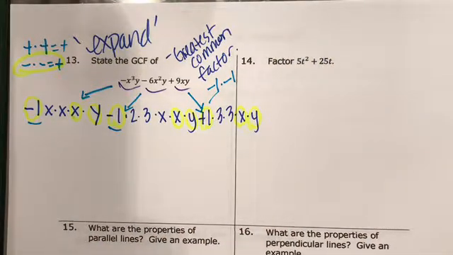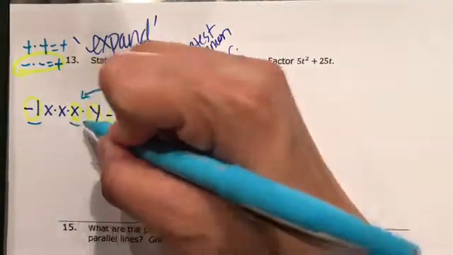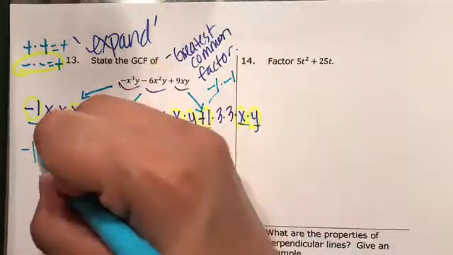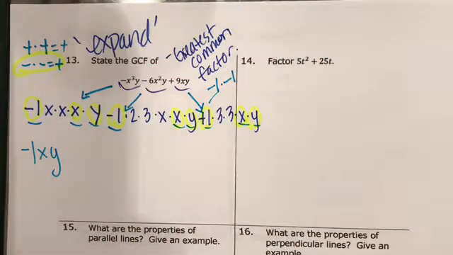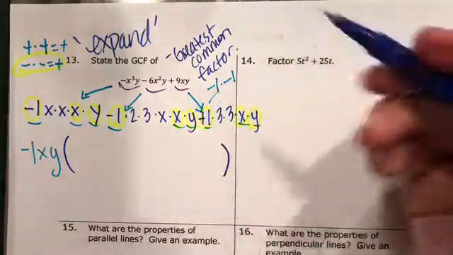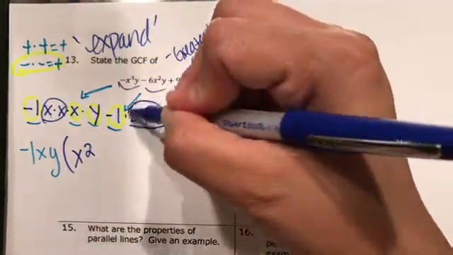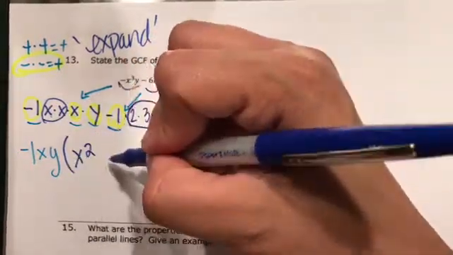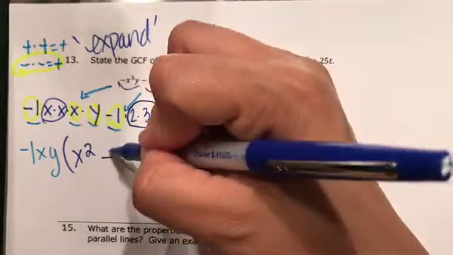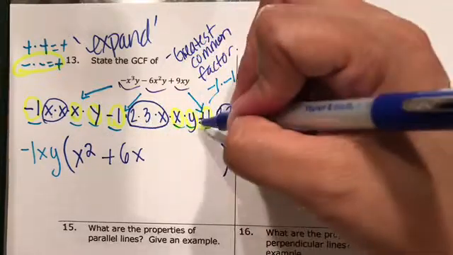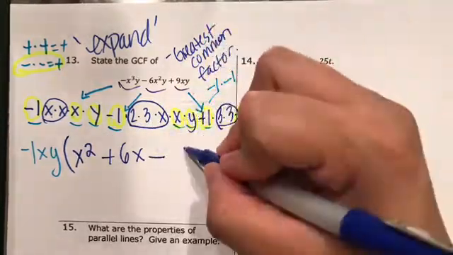So if I take out my common factors, I'm going to underline them. I know they're highlighted, but we still want to underline them. I'm going to have negative 1 xy. So that's going to leave me with x squared. Remember, we changed the sign because we factored out the negative. So that's why it's positive. That's going to be positive 6x. And then what's left over here, we change the sign. It's going to be negative 9.